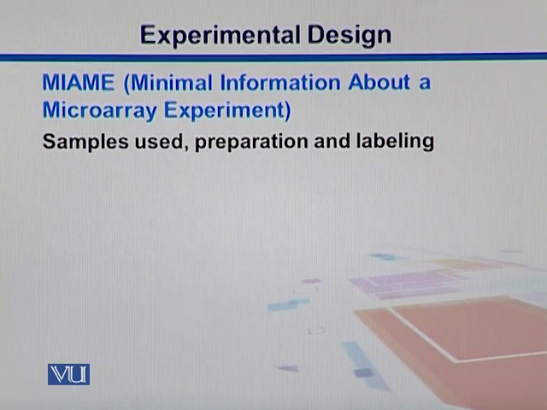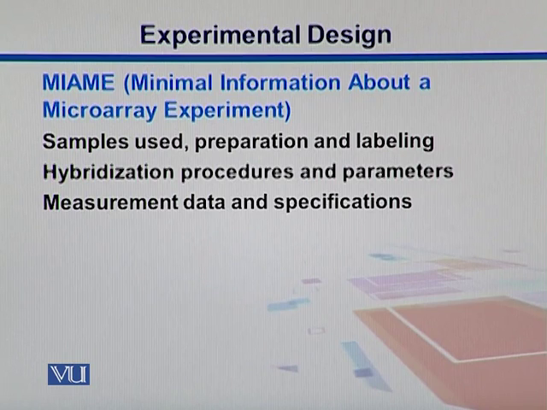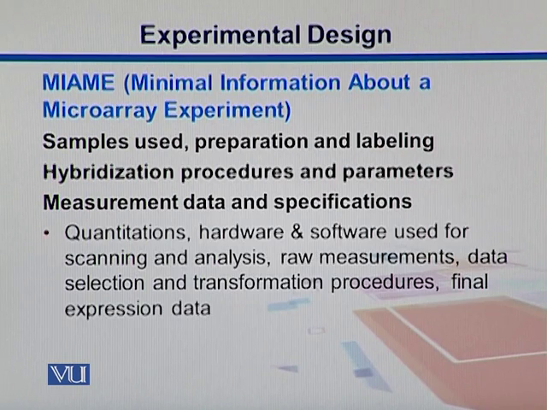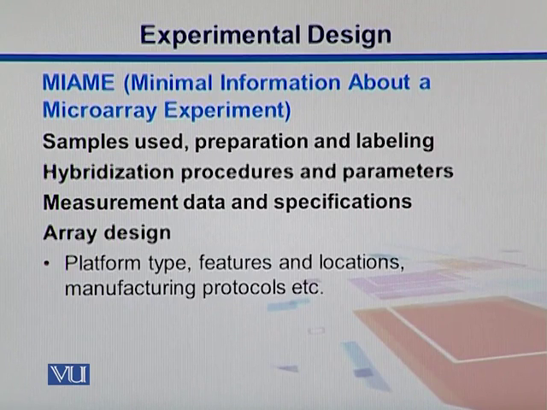We talk about the sample used, preparation, and labeling. We need to provide information about hybridization procedures and different parameters that were used. We need to talk about measurement and specifications, like quantifications, and the hardware and software used for scanning and analysis. How did we perform our raw measurements? How did we do our transformations or normalizations, etc.? We also talk about array design, which platform was used, how many features and their locations, and what manufacturing protocols we used.